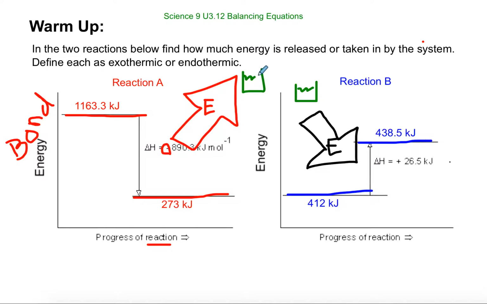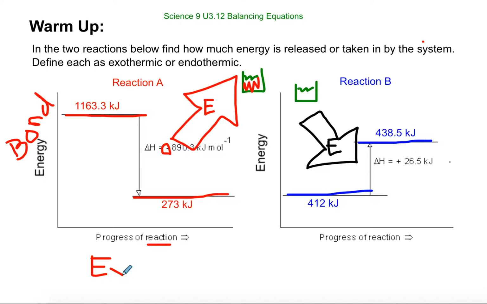So here in reaction A, you have energy coming out of the bonds and into the surroundings. And so in this one, the energy coming out will be transferred as thermal energy to its surroundings. So this is an exothermic reaction.